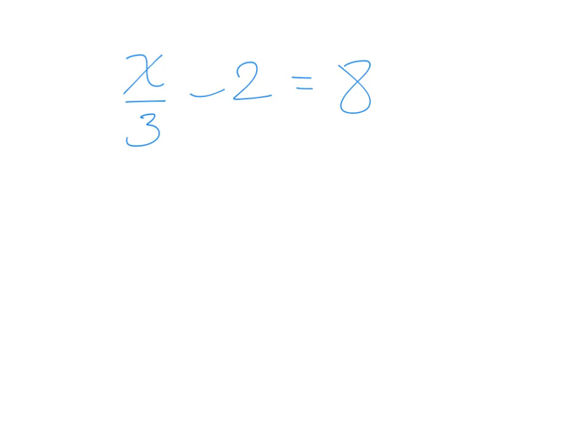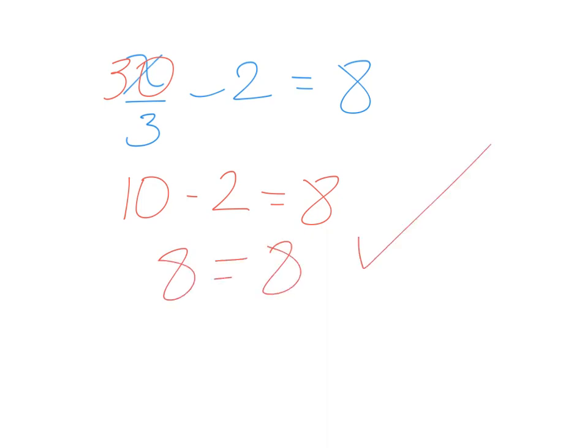Okay, if you get confused about checking your work, you could always use a calculator. Don't make it a crutch, though. So remember we said x was 30, so now we're going to go in and we put 30 for x. 30 divided by 3 is 10, minus 2. Does that equal 8? Yes, it does. Woohoo!